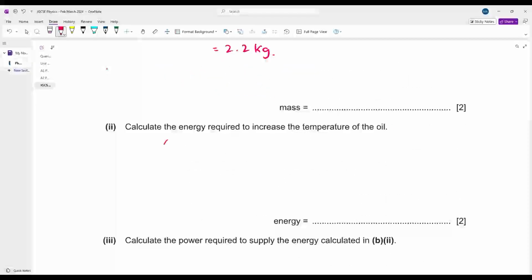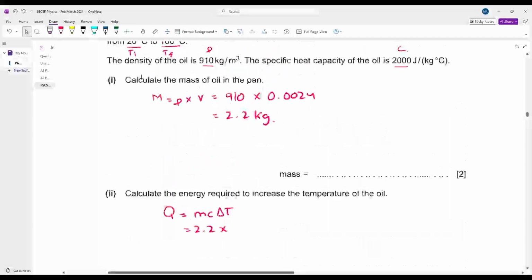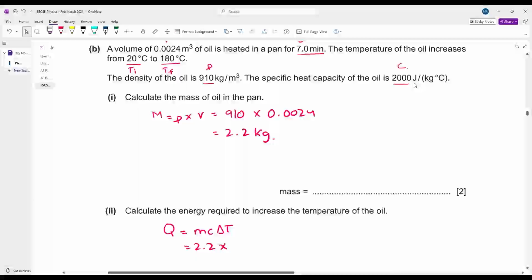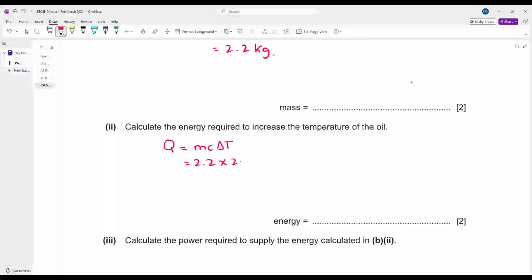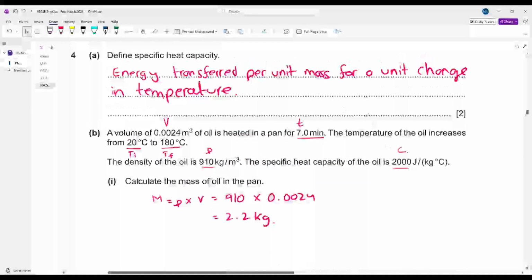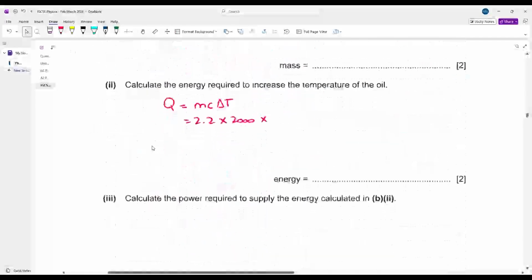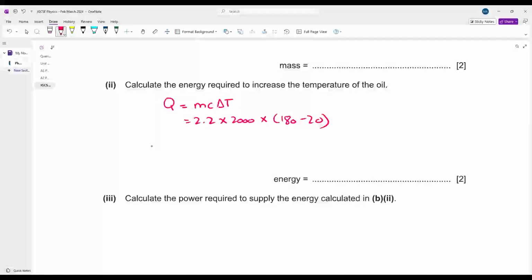Calculate the energy required to increase the temperature of the oil. How will you do that? MC delta T. What is your M? 2.2. What is your specific heat capacity? 2000. What is your change in temperature? Final temperature is 180, initial temperature is 20. So 180 minus 20.